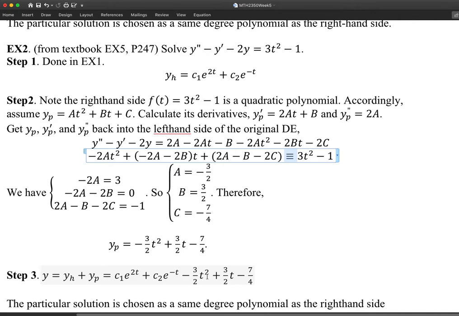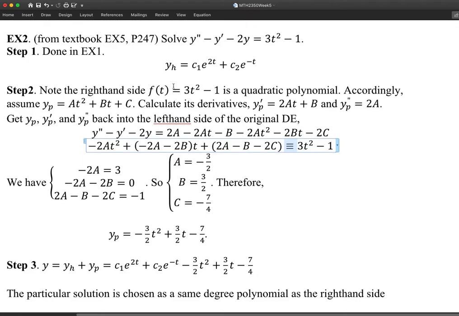When the right hand side is a polynomial, you want to assume the particular solution is a polynomial of the same degree. Okay. Example 1, example 2, actually they both fit the same case. Right hand side is a polynomial.